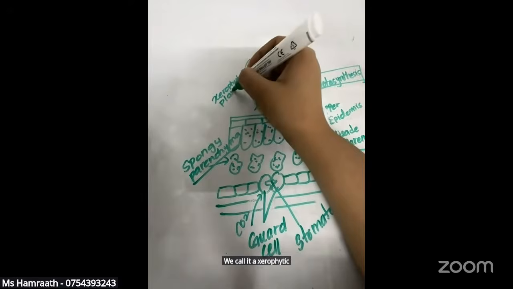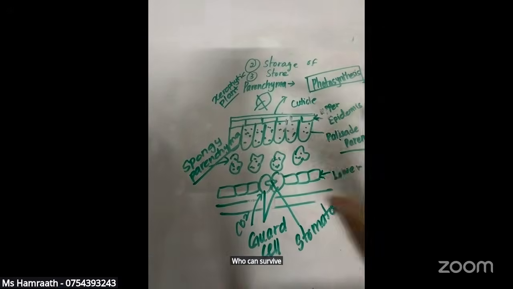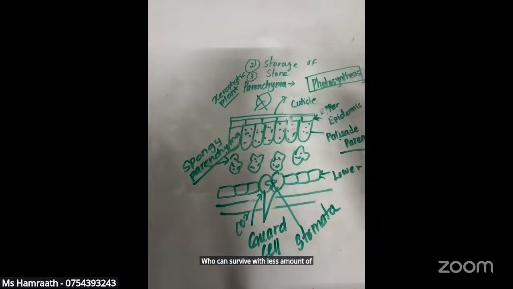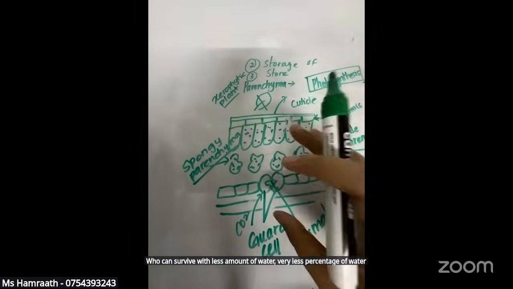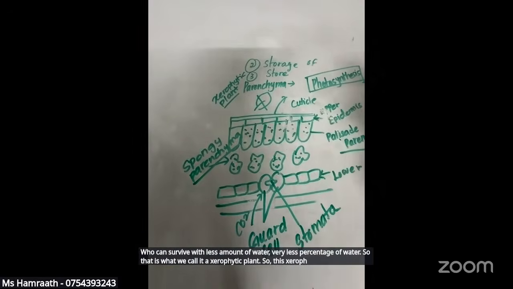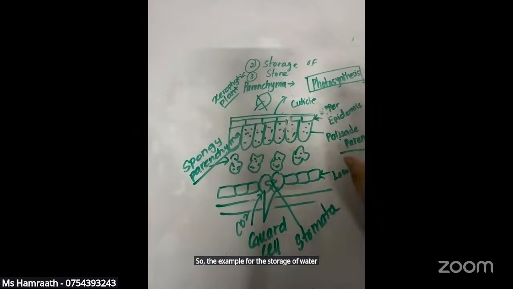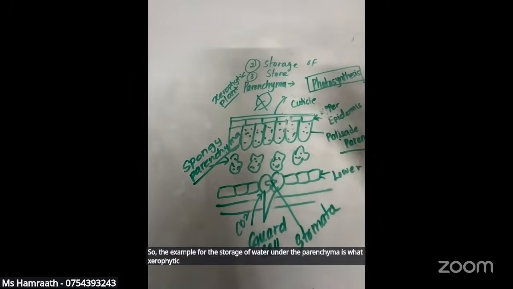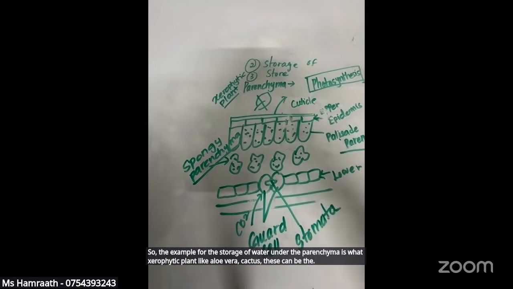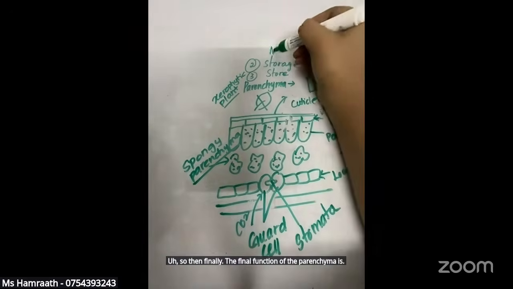So xerophytic plant means what? The plant that can survive with a very small amount of water. That is what we call a xerophytic plant. So these xerophytic plants can store a high percentage of water. So the example for the storage of water under the parenchyma is what? Xerophytic plants like aloe vera, cactus. These can be the answer. Then finally, the final function of the parenchyma is mechanical support.